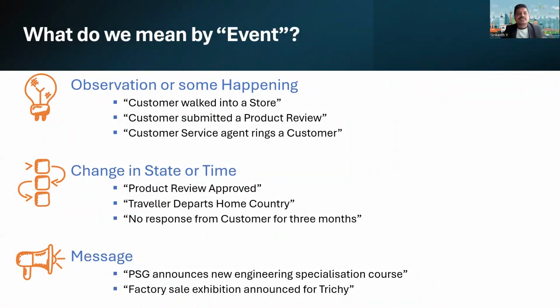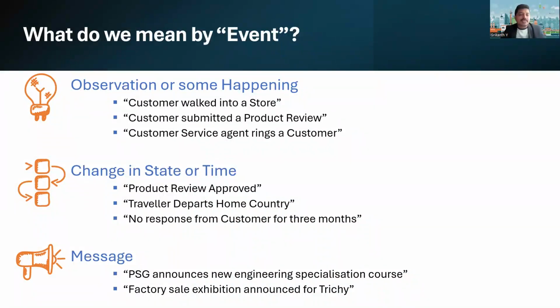And it could also be a change in the state. So someone has submitted a review, but then it has also been approved. So it's the same review. Someone has reviewed and approved it. Or there is no response from our customer for 3 months, right? This is time-based now. And every time each of these events are happening, there is something that you wanted to do about it, right? Those are what we mean by events.